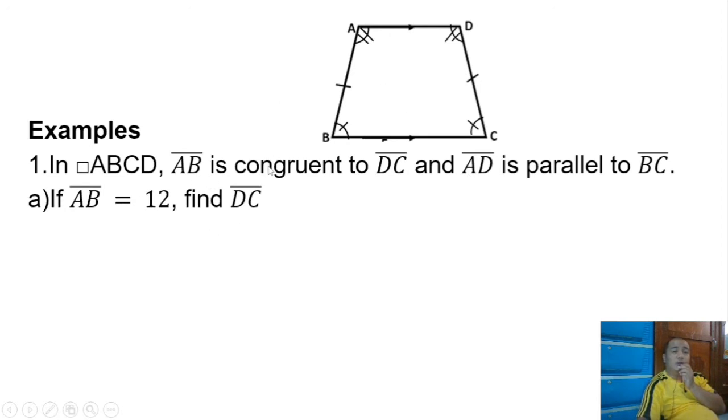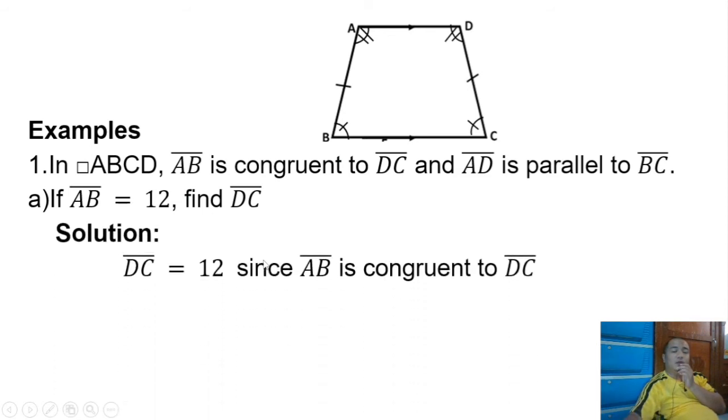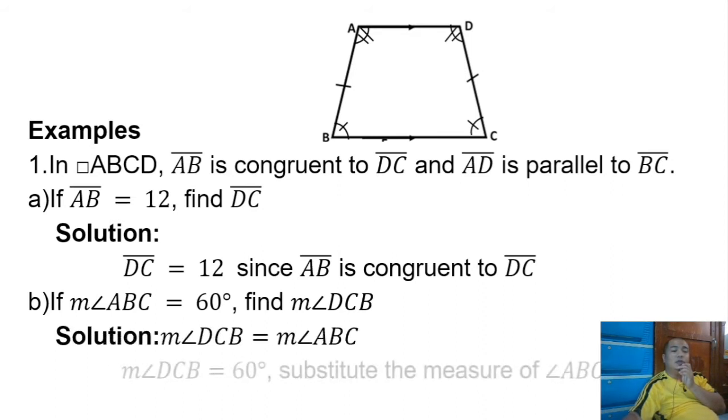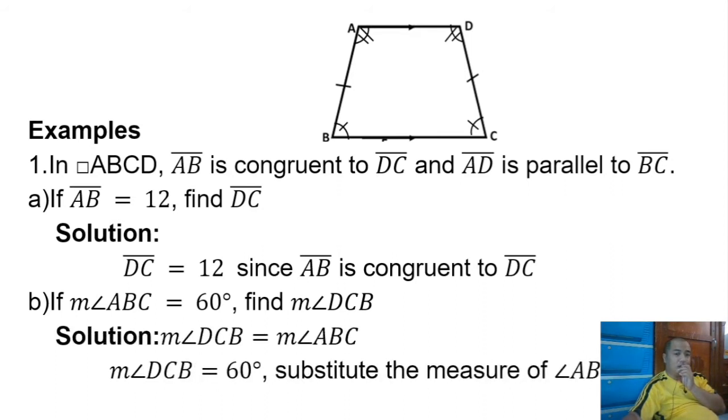Now if AB is 12, find DC. Of course, it's also 12. They are congruent. The legs are congruent in an isosceles trapezoid. If angle ABC is 60 degrees, find angle DCB. It's also 60 degrees because these are base angles. They are congruent. Yes, 60 degrees also.